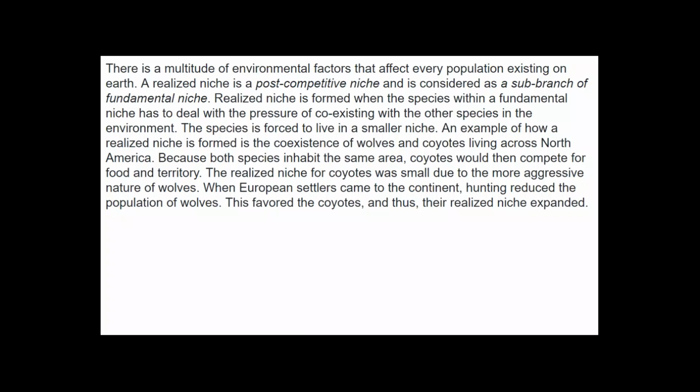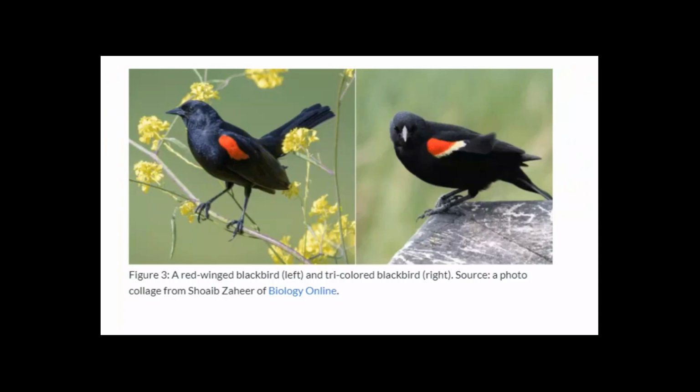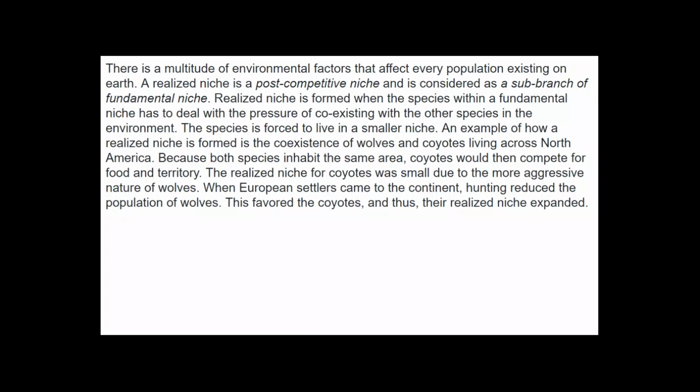And there is a multitude of environmental factors that affect the population existing on the Earth. A realized niche is a post-competitive niche and is considered a sub-branch of a fundamental niche. And the realized niche can change in different conditions and so on. A realized niche is formed in a species when a fundamental niche has to deal with pressures of coexisting with other species in the environment, such as these two birds coexisting. And when this bird comes, this bird has to move away from it. The species is forced to live in a smaller niche.